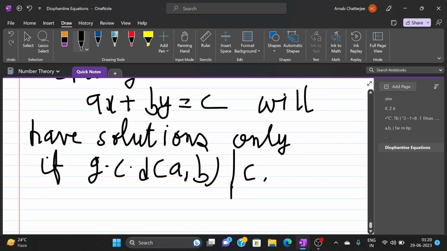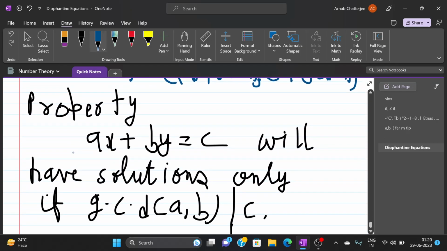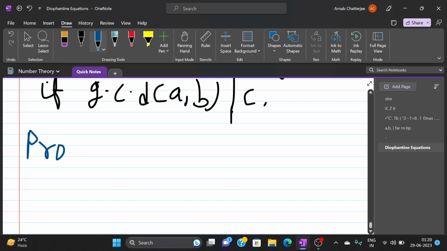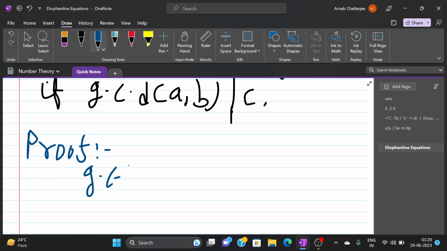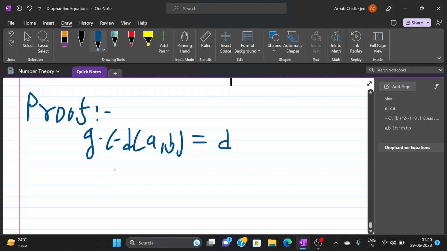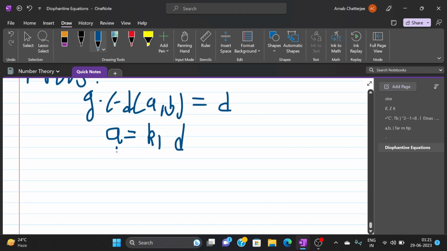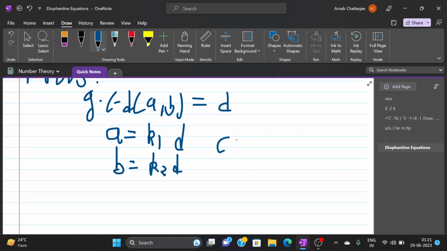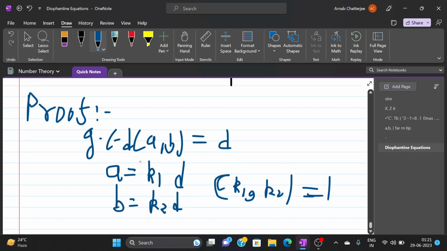Okay, now let us try to see the proof. Very easy proof. Most of you would be able to think of it. Let us say that GCD of A comma B is denoted by D. So I can write A as K1D and B equal to K2D, where HCF of K1 and K2 is 1. Right? Because if HCF of K1 and K2 is not 1, then HCF of A and B will not be D.